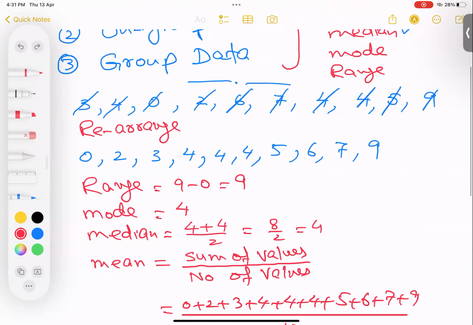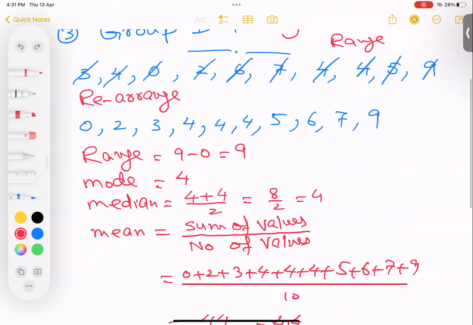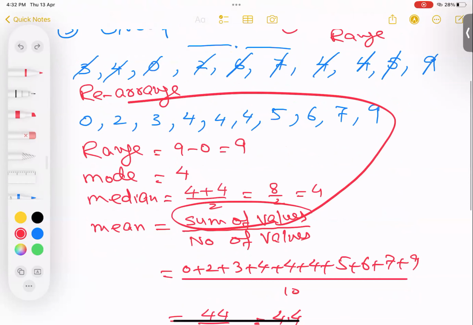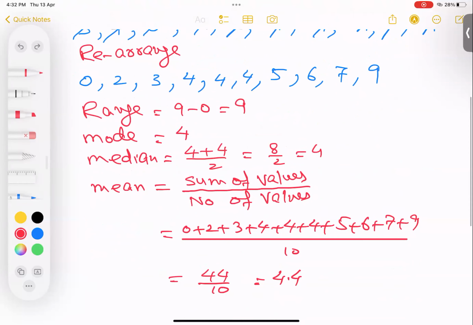Then he asked the median. The middle term is called the median: four values cut on the left side, four on the right side, and the middle number, so take the average of that. It is, I think, a piece of cake for you, not a hard job. And mean: add all the values and divide by the number of values, which is 10. You know it very well, and I got 4.4 as the answer.